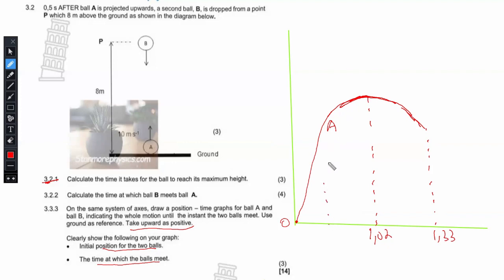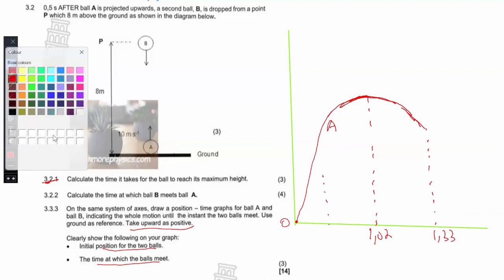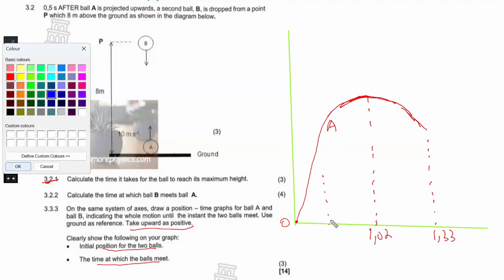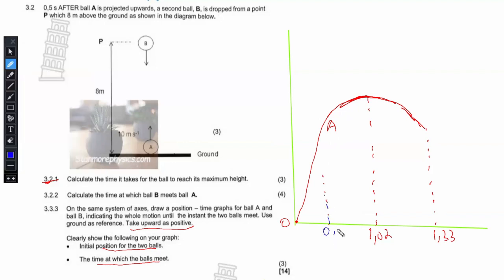Then what happens to ball B? Ball B starts 0.5 seconds late. So let's indicate this is ball B. At 0.5 seconds, ball B is dropped, at a height of 8 meters. And then there is our ball B. It goes down like that up until the point it meets with ball A. Right, so at that point, that's the point where they meet.